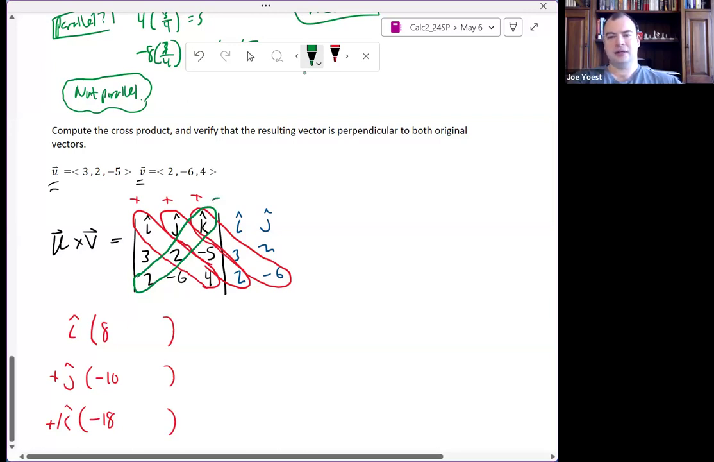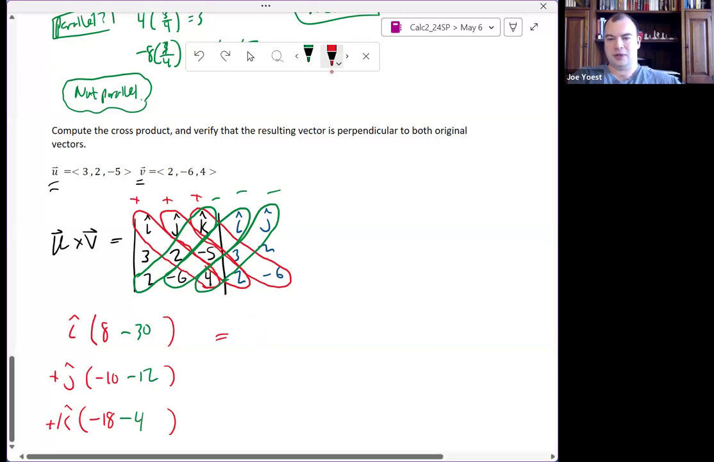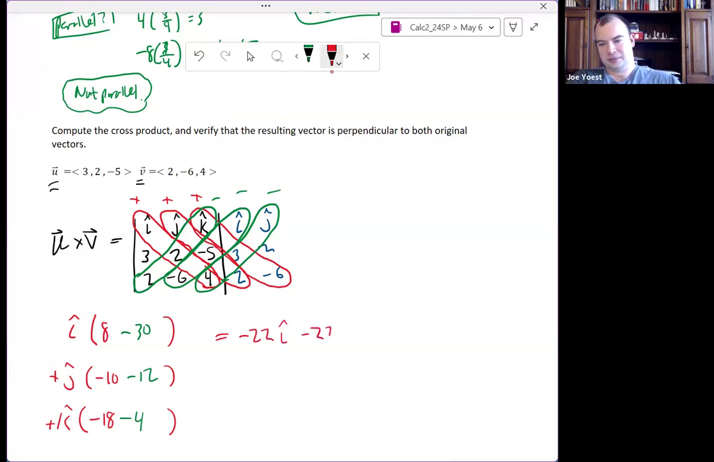Here I have k hat getting multiplied by -2 times 2, -4. I've got I hat getting multiplied by -5 times -6, or -30. That's for I. And j hat getting multiplied by -3 times 4, -12. And fingers crossed this came out right. Let's write it this way. 8 minus 30 is -22 I hat, minus 22 j hat, and minus 22 k hat.